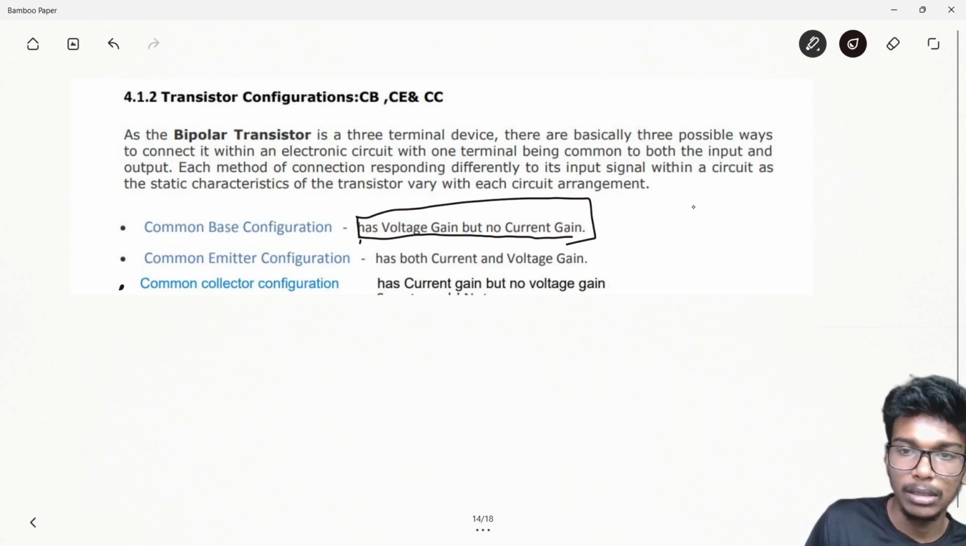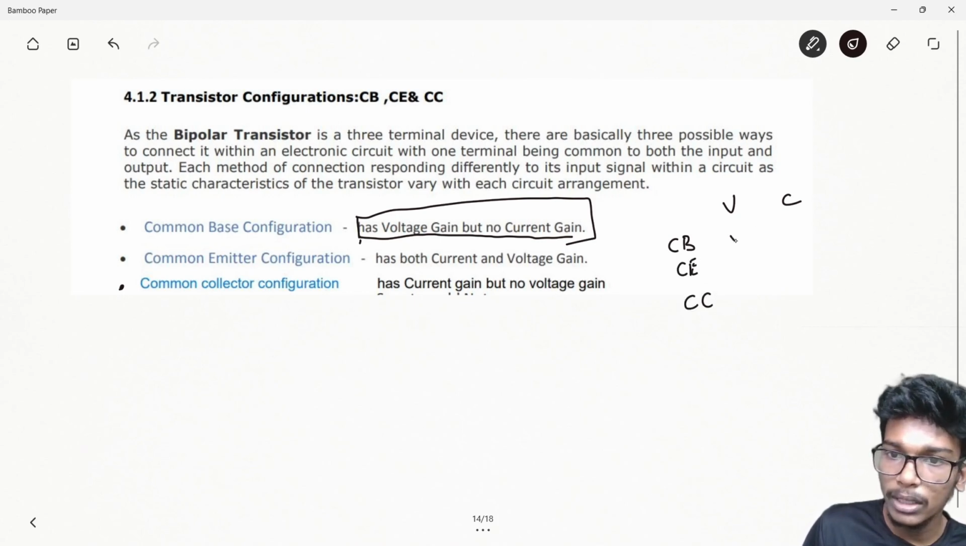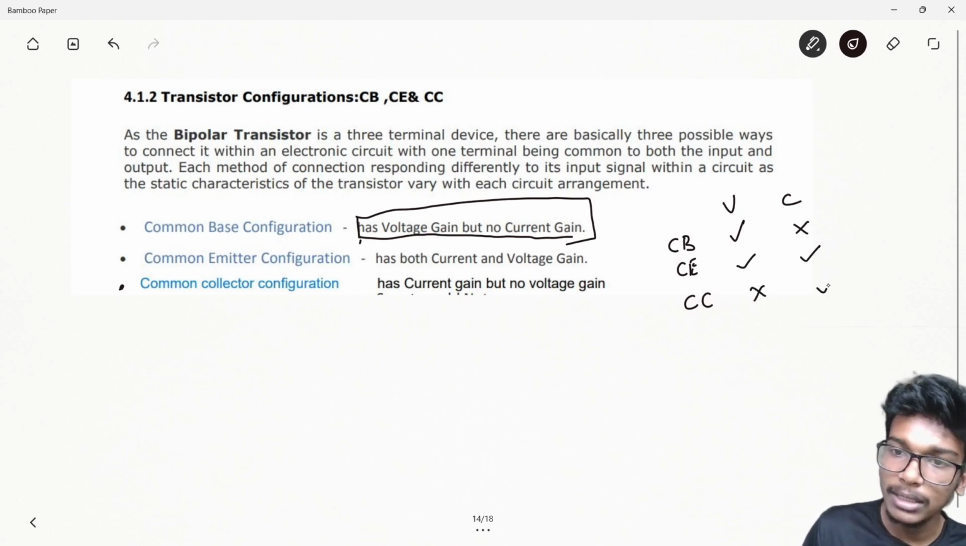I will write a matrix form for this. I will tick the things which it has: voltage, current, common base, common emitter, common collector. It has voltage gain but no current gain. Now the common emitter configuration has both current gain and voltage gain. And the common collector configuration has current gain but no voltage gain.